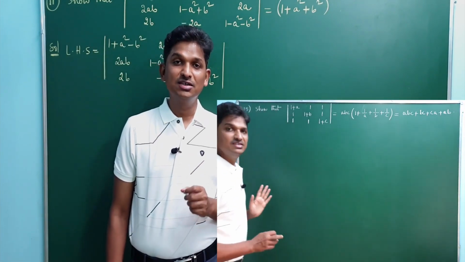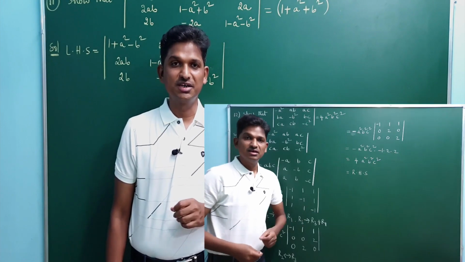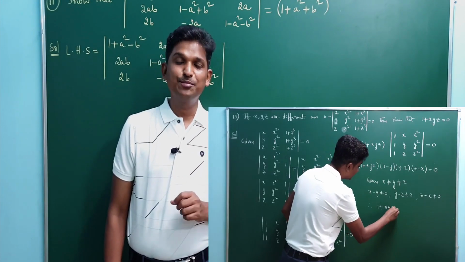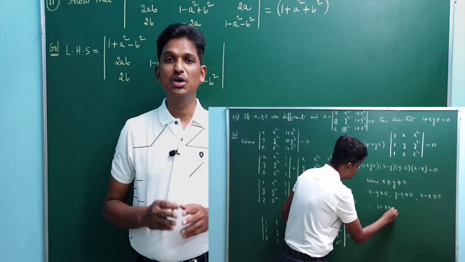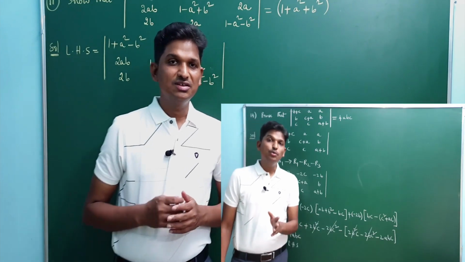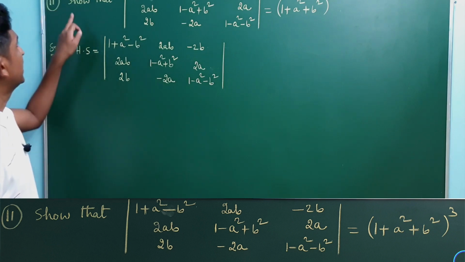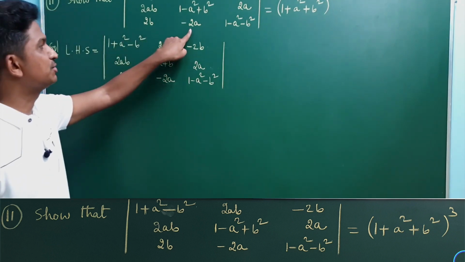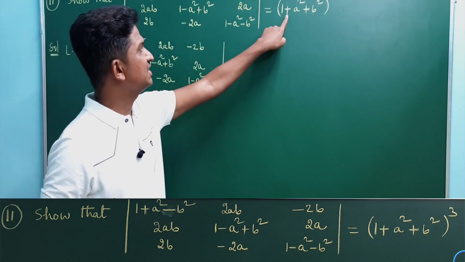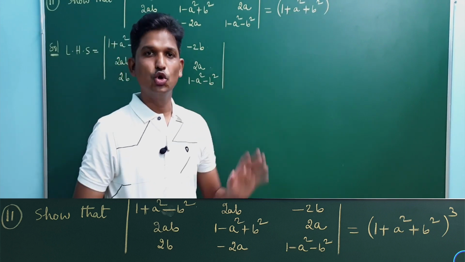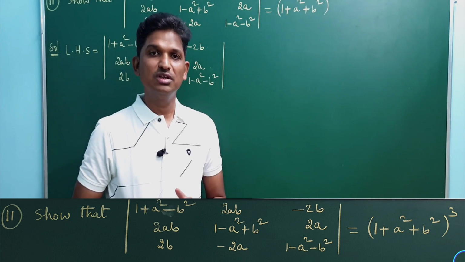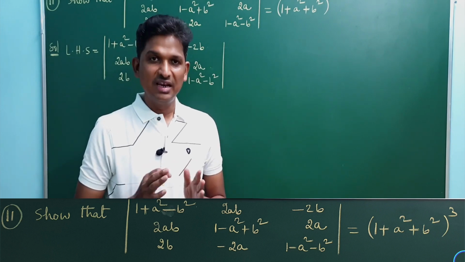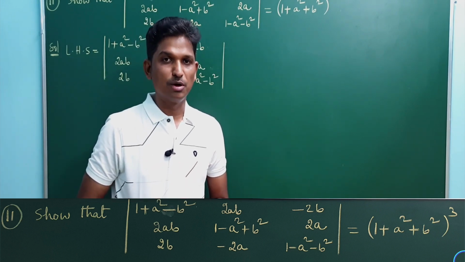This is the third class on determinants. Till now we did 10 problems in this determinants. In this class we are going to do another 5 problems. You see this question, we need to show that the value of this determinant is 1 plus a square plus b square whole cube. Compared to all other problems we did till now, this problem is a difficult one. Let's see how to solve this problem.